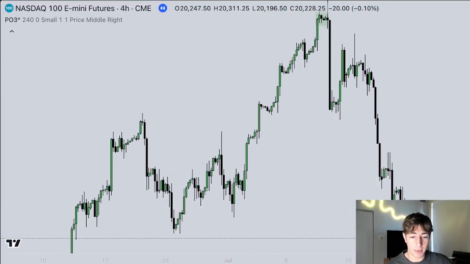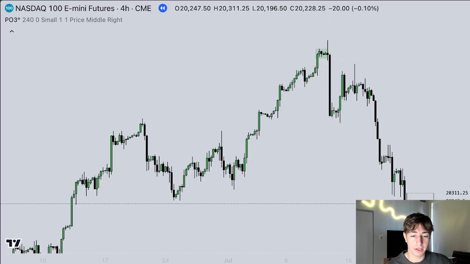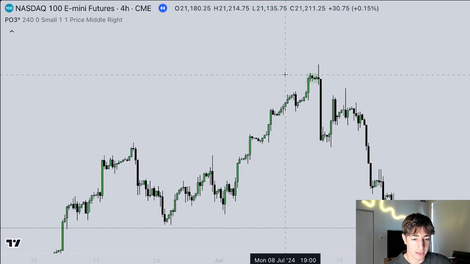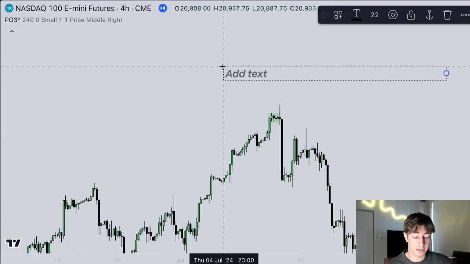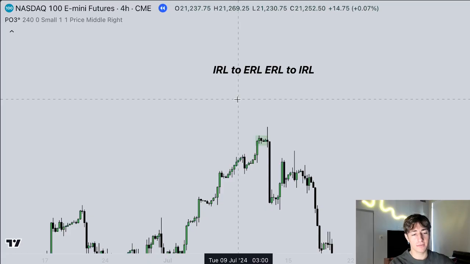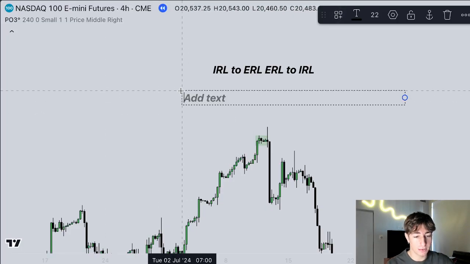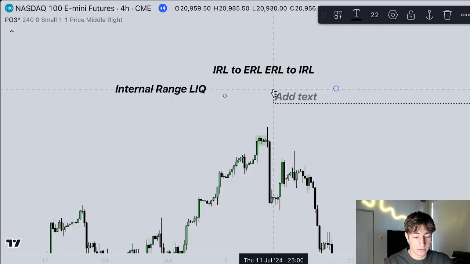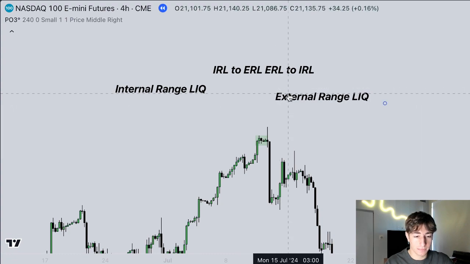But back to it, I want you guys to really think about liquidity when you're trading market maker models. That's essentially what it is. The main topic at hand here is going to be IRL to ERL and ERL to IRL. I don't think I've made an in-depth YouTube video on this, but essentially IRL is internal range liquidity, and ERL is external range liquidity. Okay.